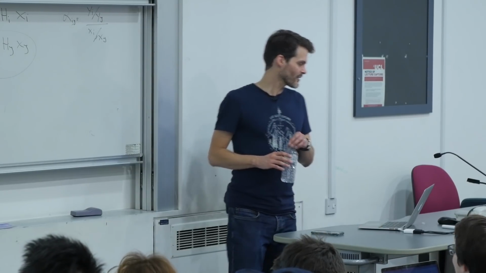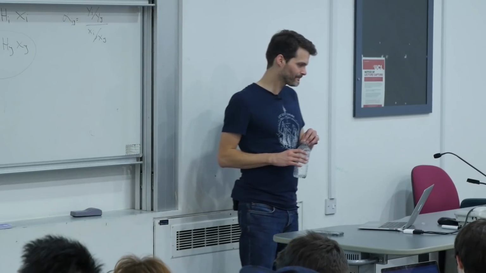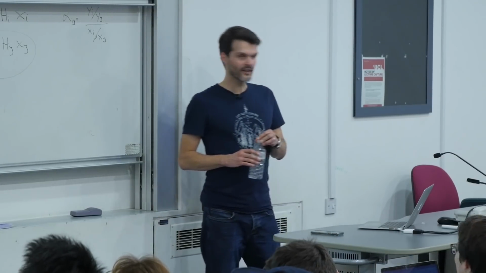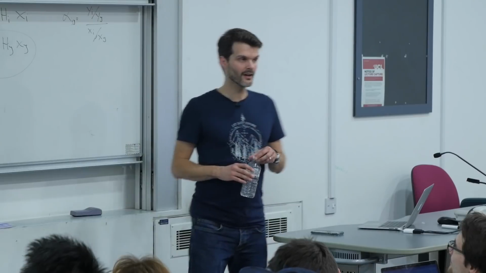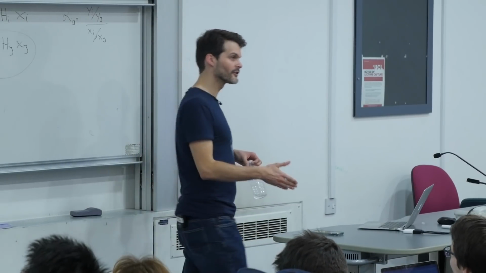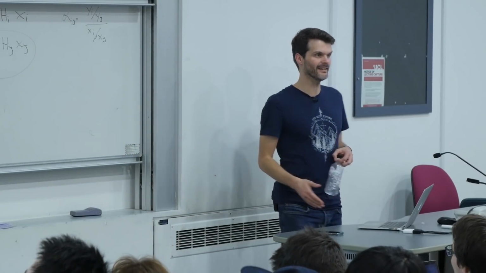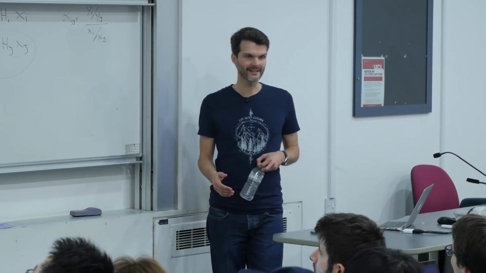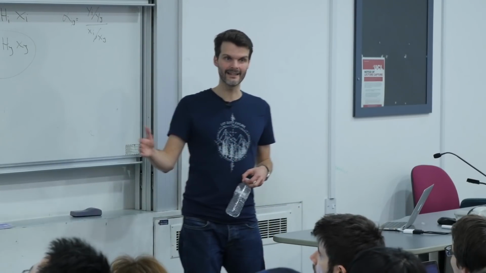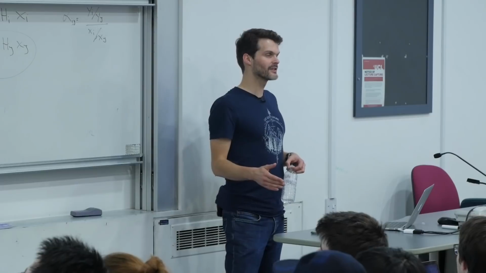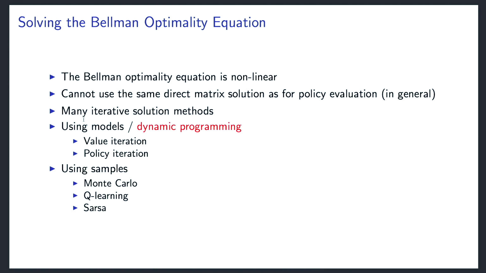But we still haven't talked about how to solve for them. And it turns out this is a little bit harder. Previously I gave you one solution, but this was only for the prediction case, for predicting the value of a policy, and that's a linear system of equations. But the Bellman optimality equation has this max over the actions. This means that it's nonlinear, and you can't do the same trick. It's not a linear system of equations, it's a nonlinear system of equations, and that's typically harder to solve.